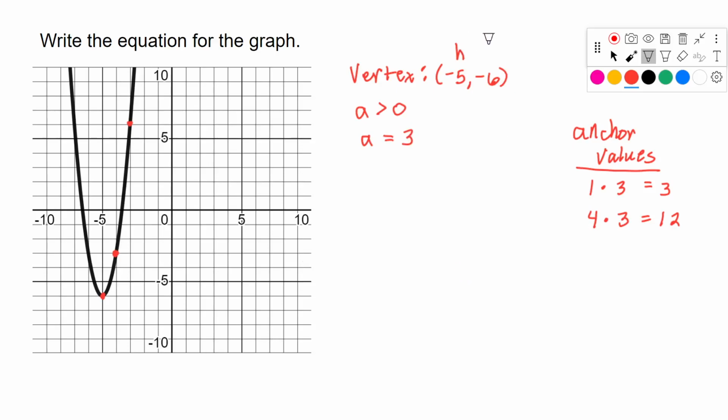So we have h, we have k, we have the a. We can write our equation, y equals 3 times (x subtract negative 5) squared, plus negative 6. So to simplify this, to clean it up a little, it becomes 3 times (x subtract negative becomes positive 5) squared. A plus negative is the same as saying subtract 6. And this concludes the video for writing the equations in vertex form of a parabola.